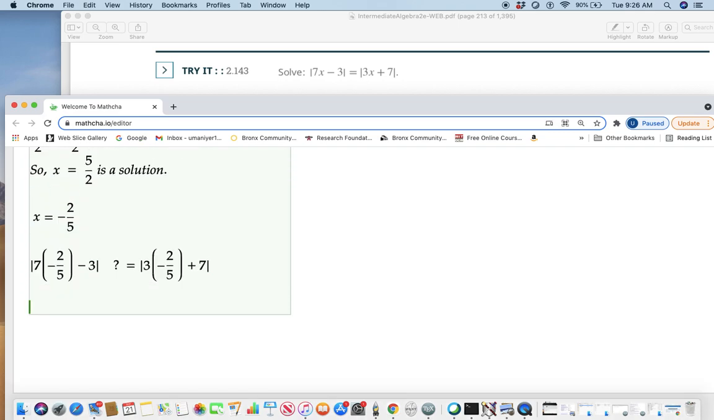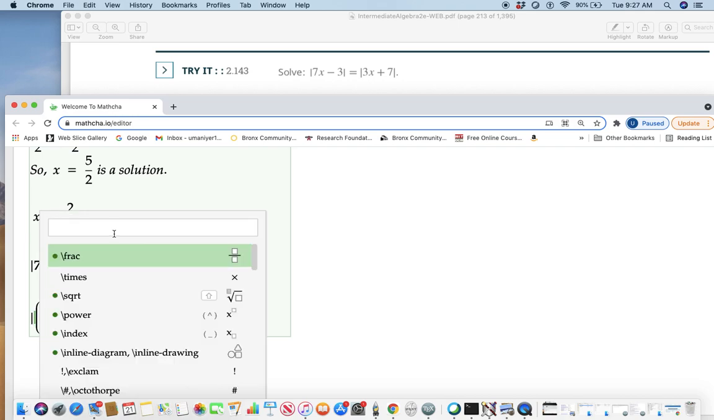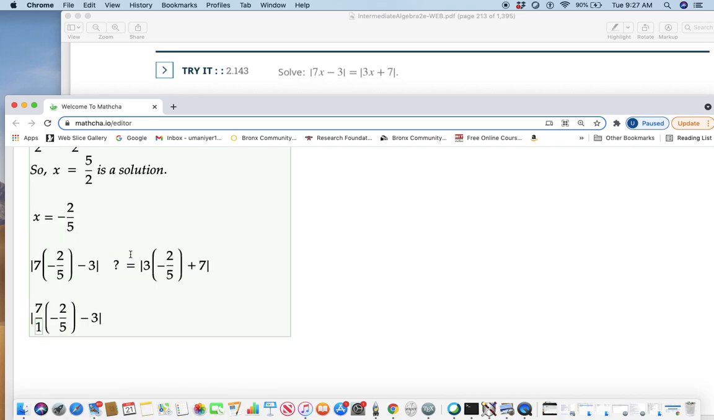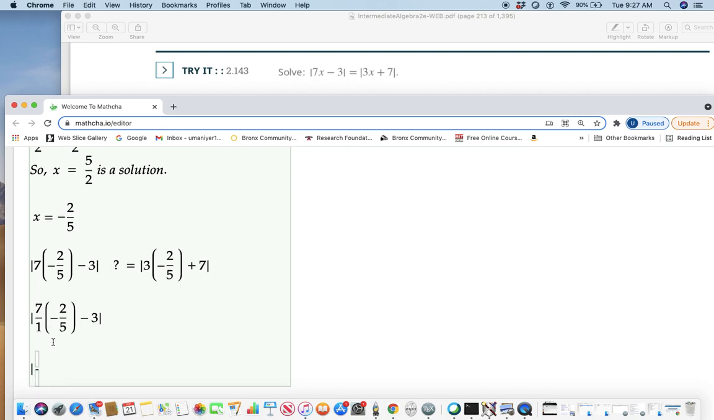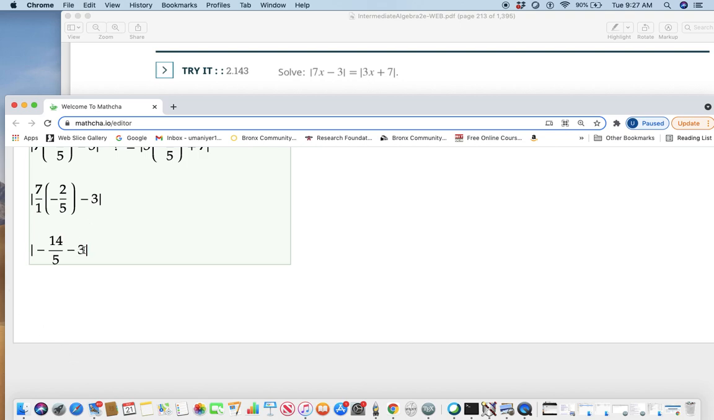So, same story as before. You want to multiply 7. 7 is nothing but the fraction 7 over 1. So when I multiply these two, I get the absolute value of a fraction. 7 times 2 is 14. 1 times 5 is 5. And there is a negative. Minus 3. All right. How do I subtract 3? 3 is nothing but the fraction 3 over 1. I need a common denominator of 5.